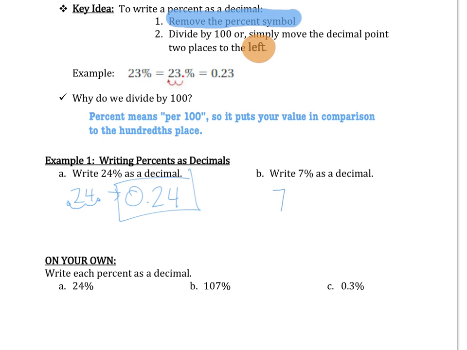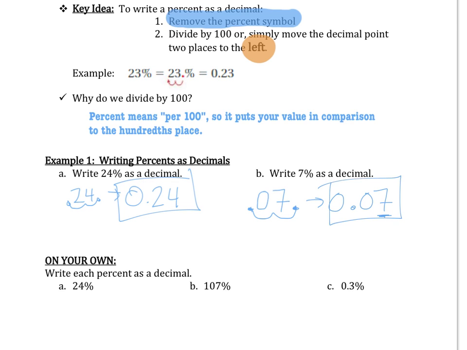Sometimes whenever you jump 2 places to the left, you actually go past the number itself. So when we have 7% and we drop the decimal point, since our decimal point is immediately after the 7 and we go 2 spaces to the left, it creates that kind of open hole. When this happens, all you need to do is fill in a 0 as a placeholder. So this is really going to become 0.07. If you think about it, 7% would be 7 out of 100, so 7/100ths, which is exactly where this 7 ended up.